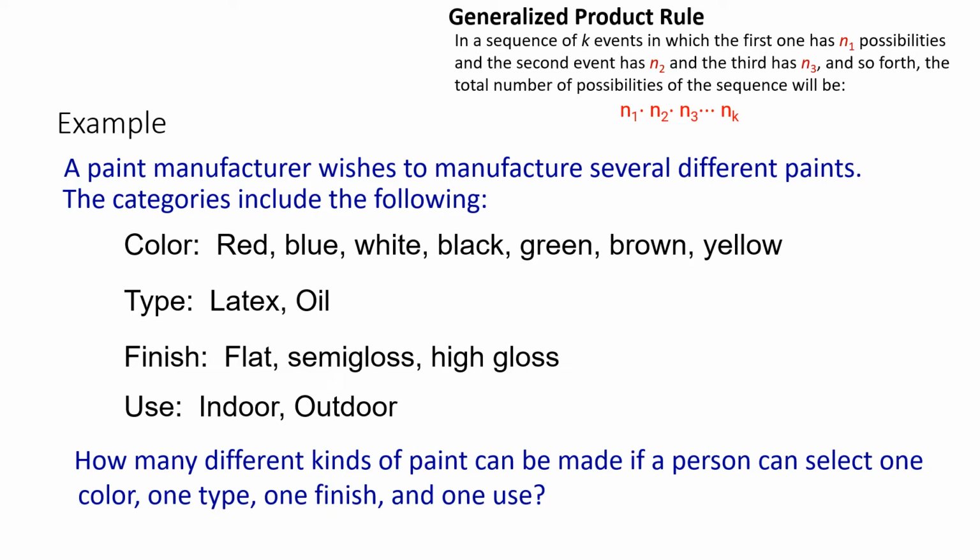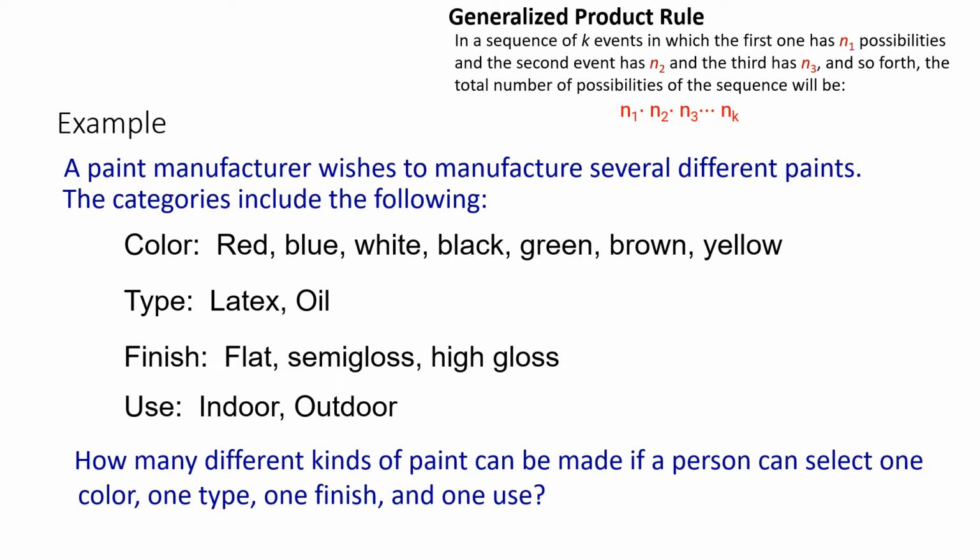But for the sake of this example, let's pretend that they're going to have just 2 categories, that some of the paint will be labeled indoors, and that will be the type of paint that can't withstand the elements very well. And then they'll also have another category called outdoor paint, and that could be used outdoors and will stand up to the weather. Okay, so we'd have 2 different types of those uses. Then the question is, how many different types of paint can be made if a person can select 1 color, 1 type, 1 finish, and 1 use?